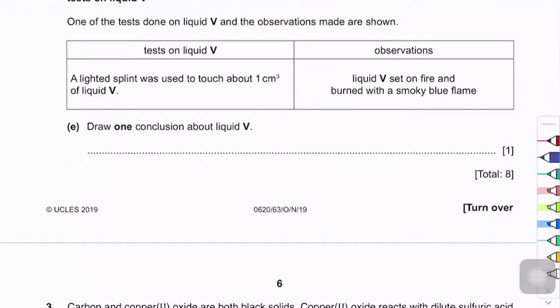One of the tests done on liquid V and the observation made are shown. A light splint was used to touch about 1 cm cubed of liquid V. Liquid V set on fire and burned with a smoky blue flame. Now, this is a test for us to know whether we know what the blue flame is for. Draw one conclusion about liquid V. Now, this cannot be any metal because they did not tell us that liquid V was at a high temperature. So don't confuse yourself by thinking, wait a minute, I had a blue flame for something, so that should be it. No. This one is burning. This one is a fuel. So the conclusion is it's a fuel. Don't think too hard.